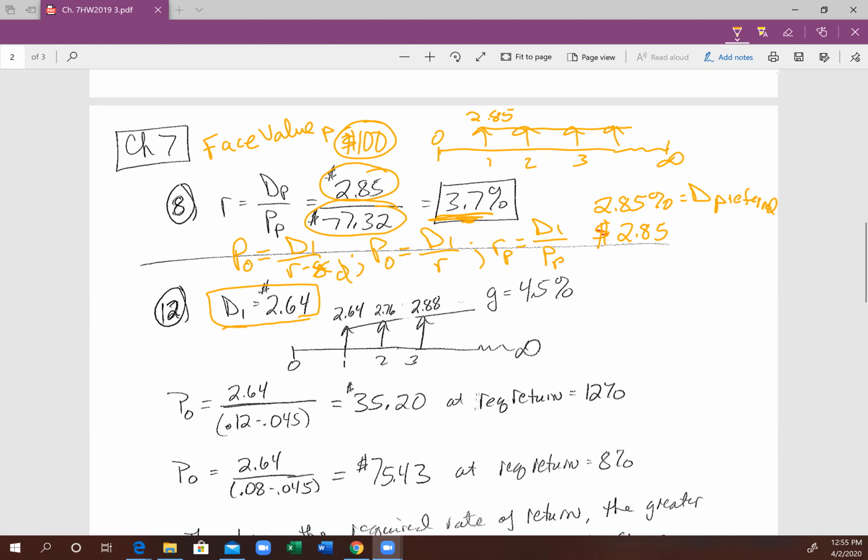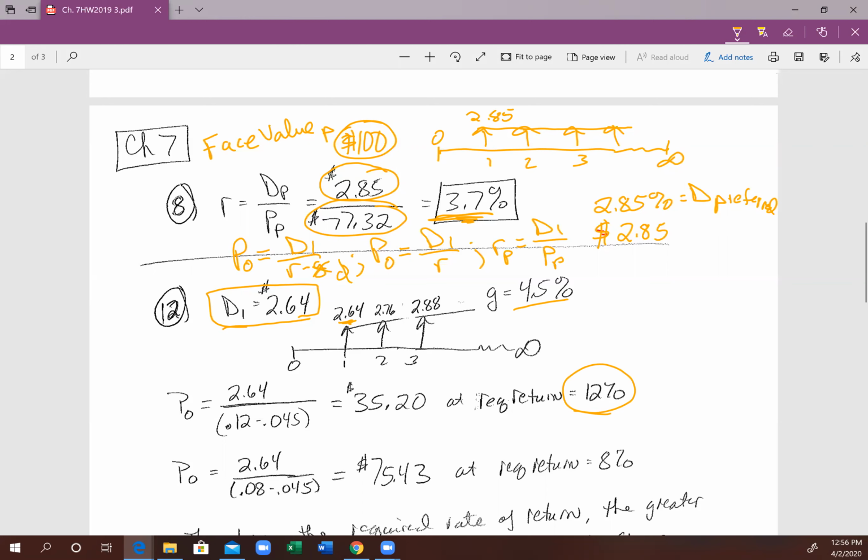All right. So number 12, it said, hey, we expect this Cape company to pay $2.64 next year. So that's already the D1. Just the wording of the question is important. It didn't say it just paid a dividend, it's expecting to pay one next year. It will maintain a constant growth of 4.5%. If you want a required rate of return of 12%, what would that imply in terms of the price?